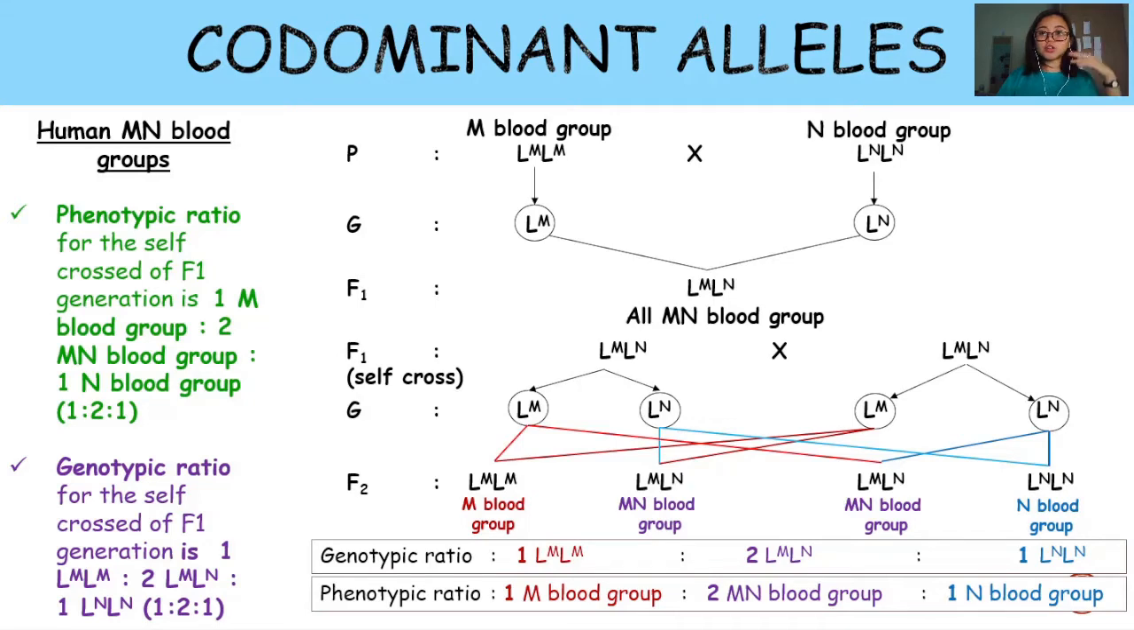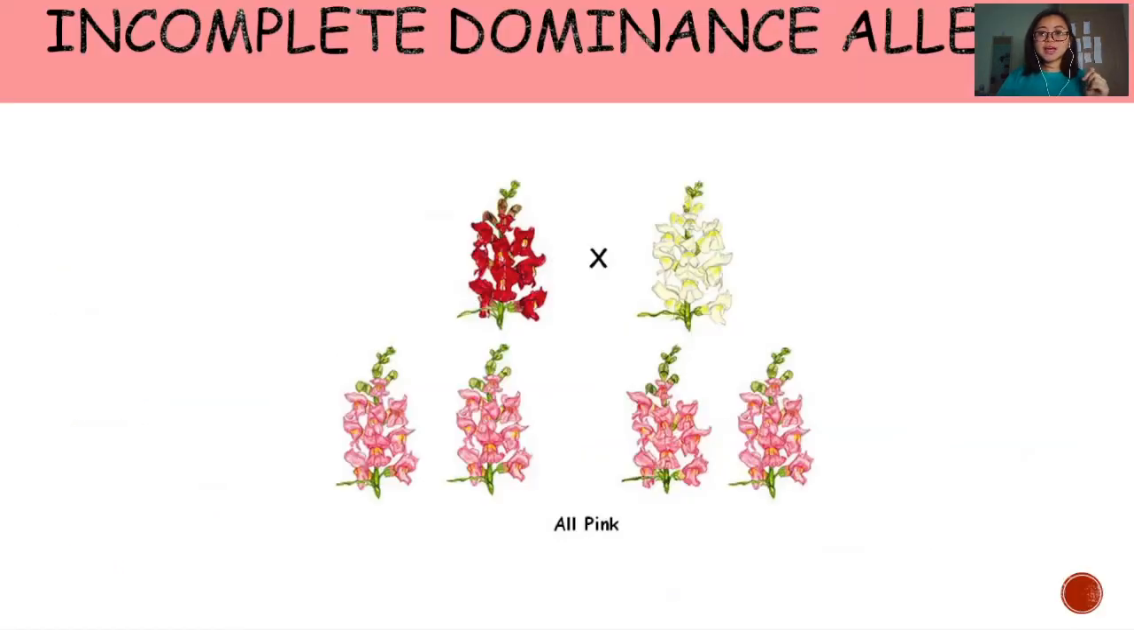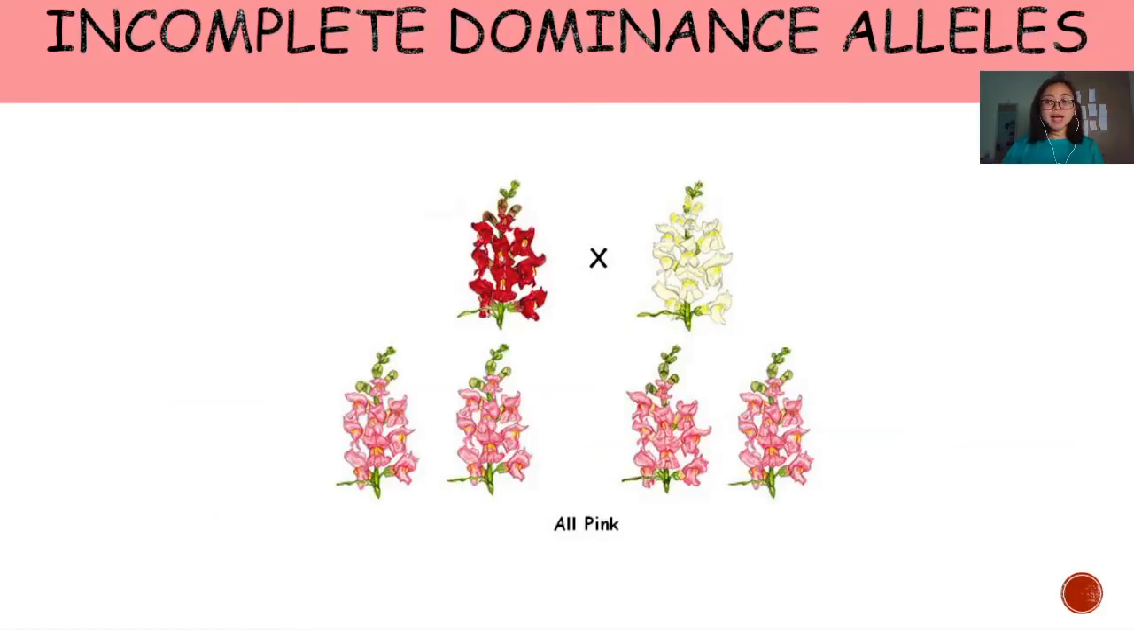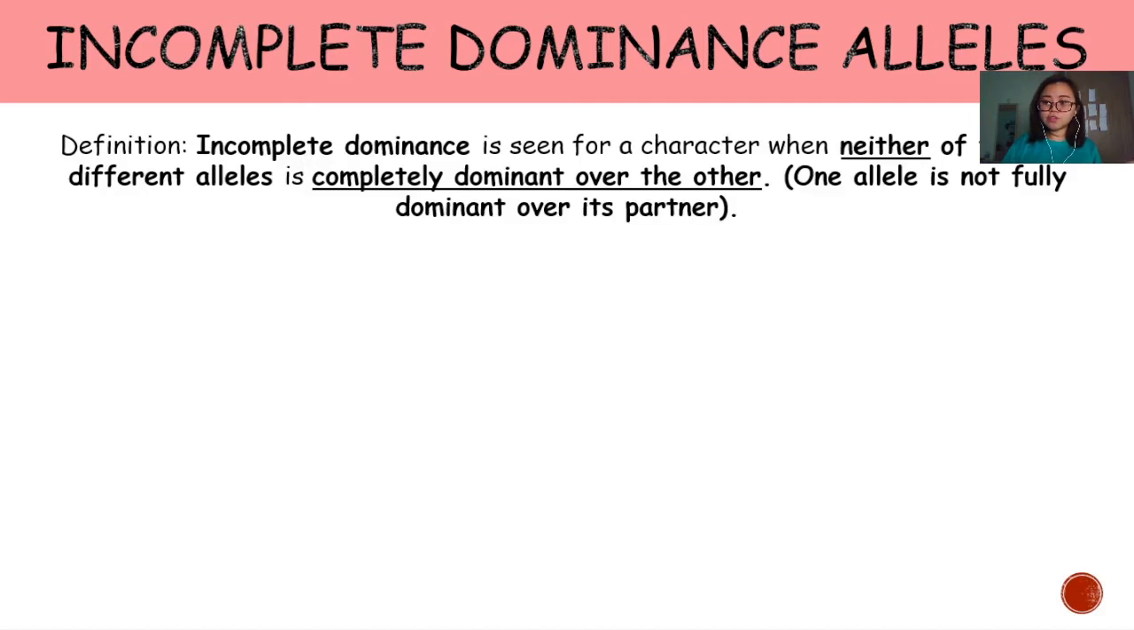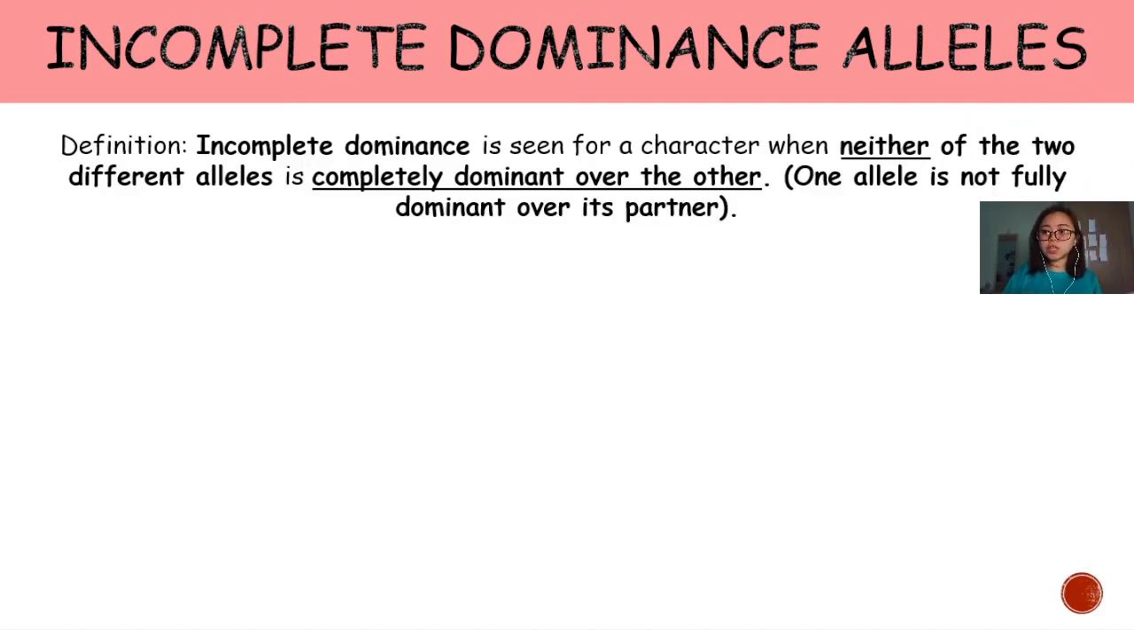Let us move on to the second example. The second example, or the second type of non-Mendelian inheritance that we will learn about, is incomplete dominance alleles. Dia dominant tapi dia tidak dominant sepenuhnya. And the example that we're going to look at in this type is snapdragon flowers. Okay, first let's go through the definition. Apa definisi untuk incomplete dominance?